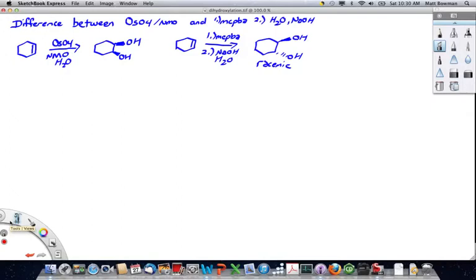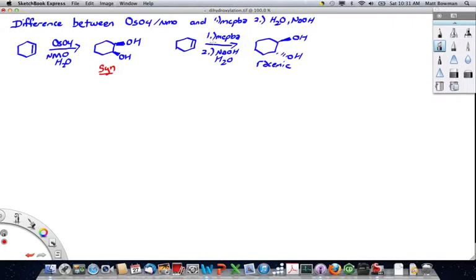We have currently two methods to take an alkene and change it into a vicinal diol, meaning two OHs on adjacent carbons. One way is osmium tetroxide and NMO in water, and what this does is adds two OHs syn to each other, so they're on the same side.